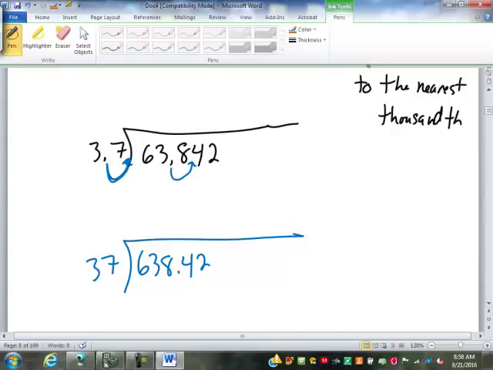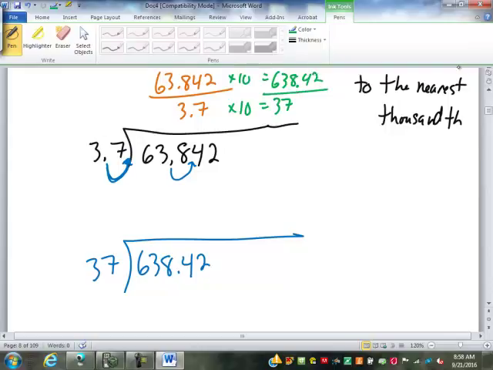Why are we allowed to do that? Well, because I said so, right? Remember, division and fractions are just two different ways of expressing a same thought. So if I look at this, 63.842 over 3.7 is a fraction. If I want to get rid of the decimal point in the denominator, I can multiply or divide both the numerator and denominator by the same thing. To get rid of one decimal place, I multiply by 10. That turns that into 37. I have to multiply the top by 10, which turns that into 638.42. So there it is.